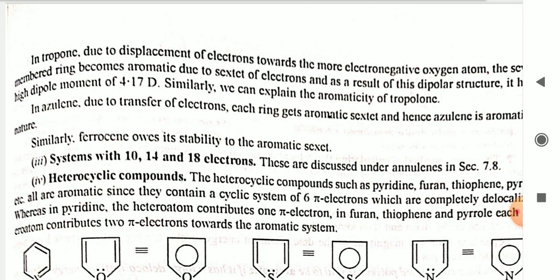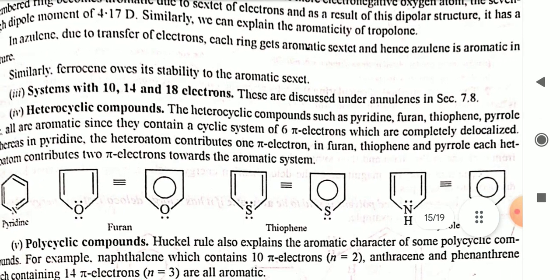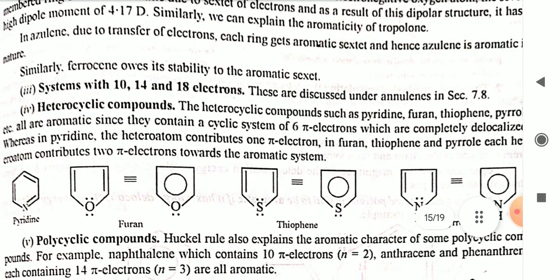Third, systems with 10, 14, 18 electrons. They are discussed under annulenes in section 7.8. Fourth, heterocyclic compounds. Heterocyclic compounds such as pyridine, furan, thiophene, pyrrole, etc. are all aromatic since they contain a cyclic system of 6 pi electrons which are completely delocalized.